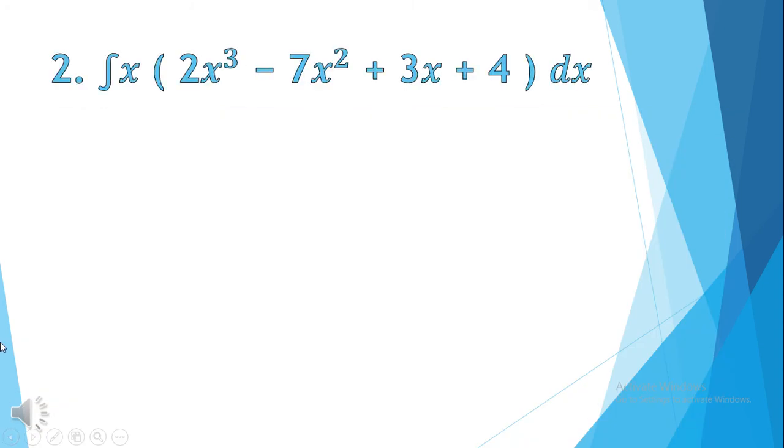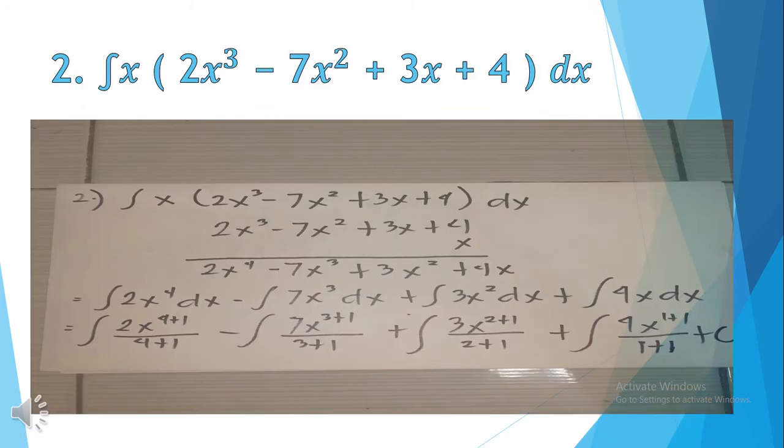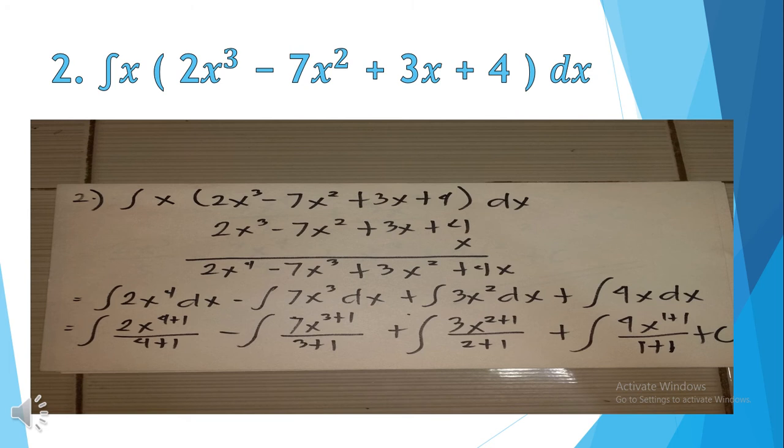In problem number 2, we need to multiply 2x cubed minus 7x squared plus 3x plus 4 by x. So, our answer is 2x to the fourth minus 7x cubed plus 3x squared plus 4x. Then we do the integration method. So, the integral of 2x to the fourth dx minus the integral of 7x cubed dx plus the integral of 3x squared dx plus the integral of 4x dx.